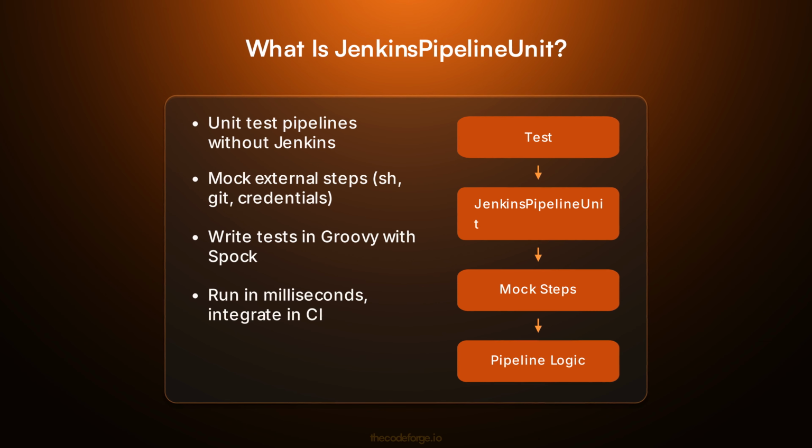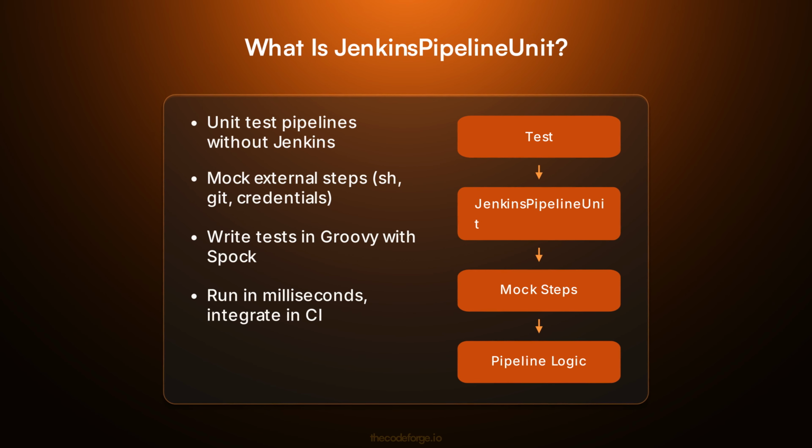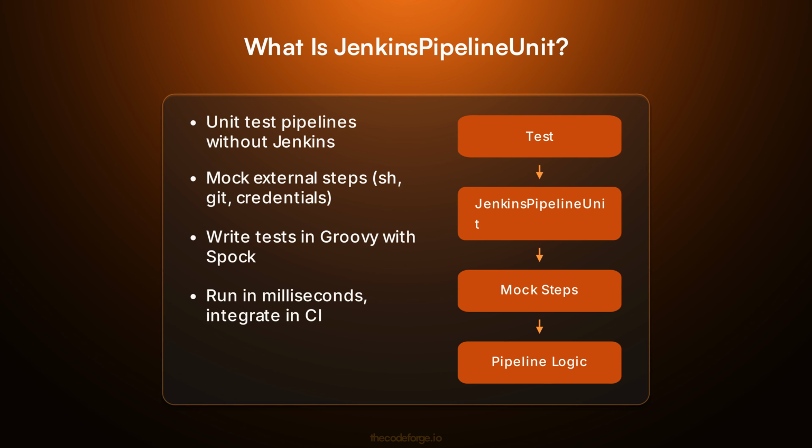Jenkins Pipeline Unit is a flight simulator for your pipeline. It intercepts calls to steps like sh and git, letting you provide mock implementations. You assert on behavior, not actual execution, so tests are fast and safe.